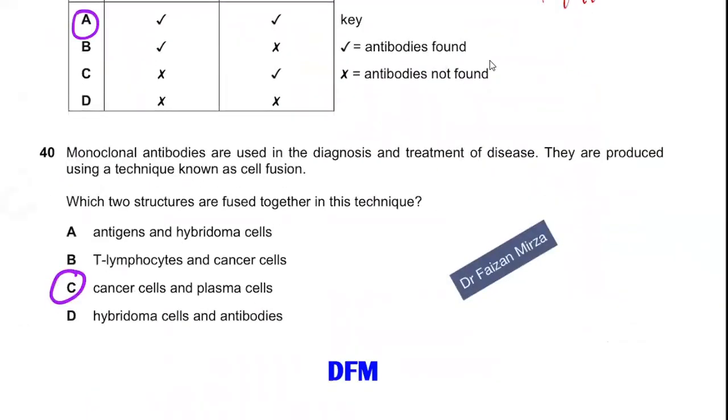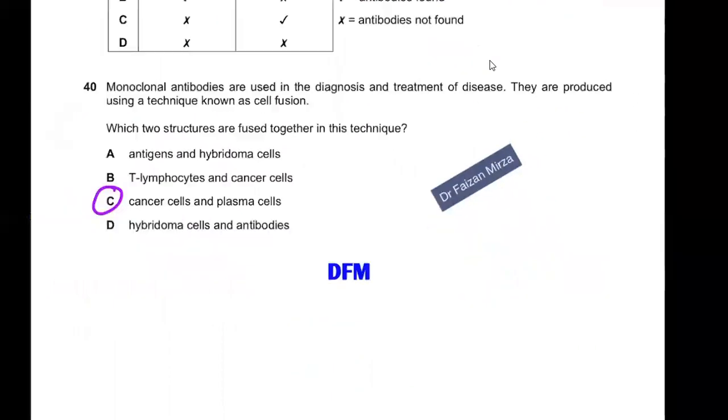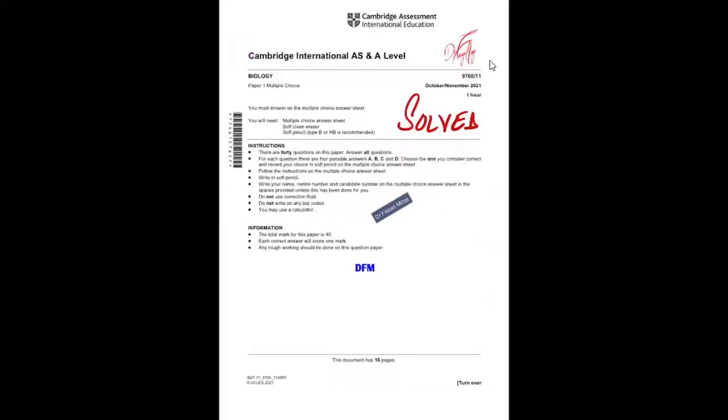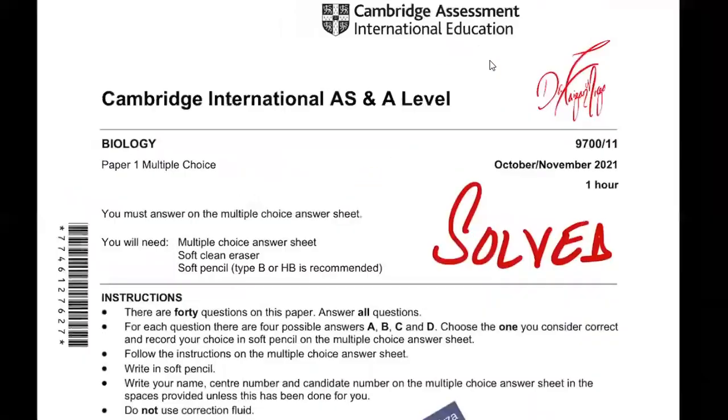Question 40. Monoclonal antibodies are used in diagnosis and treatment of disease. They are produced using a technique known as cell fusion. Which two cell structures are fused? We know cancer cells and plasma cells are fused together to get these hybridoma cells.